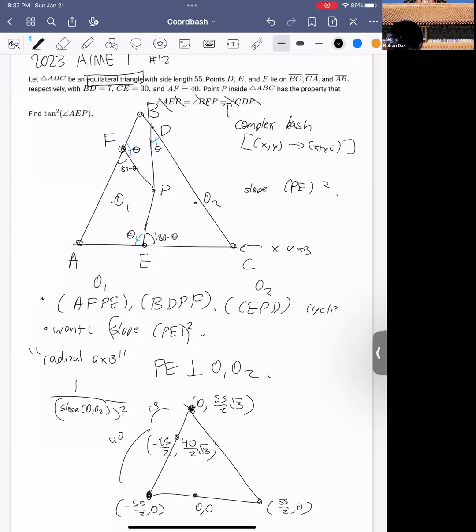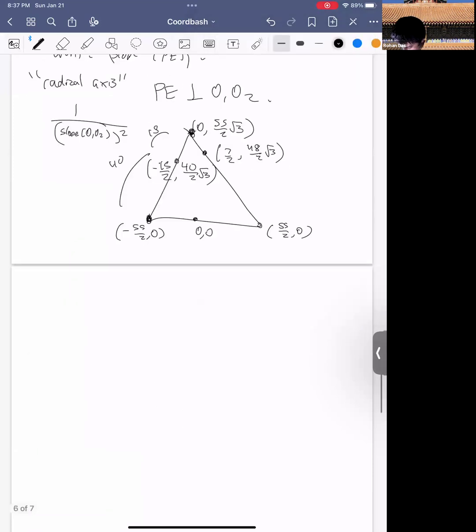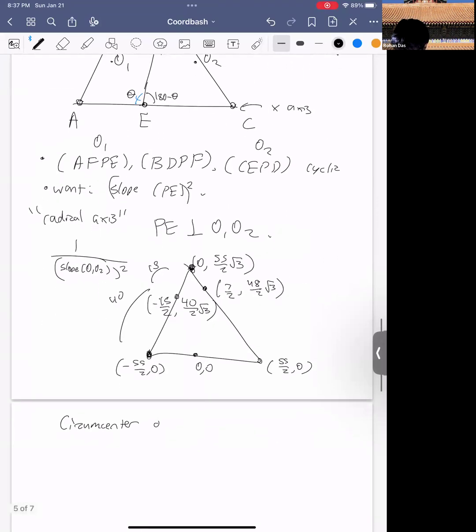And then D is, okay, it's going to be hard to draw all of these on the diagram, but D is 7 over 55 of the way. So it's 48 over 2 root 3 and 7 over 2. And now we want to find the circumcenter of, first, what's it called? AEF.